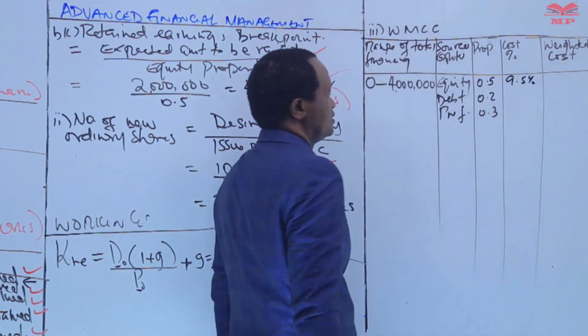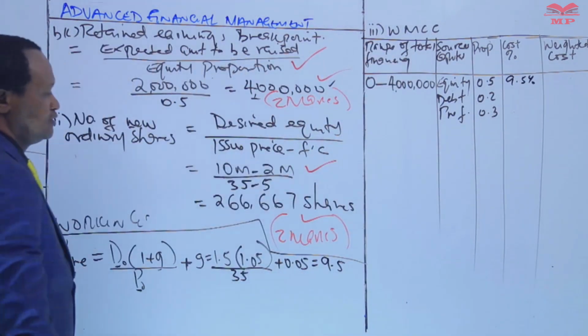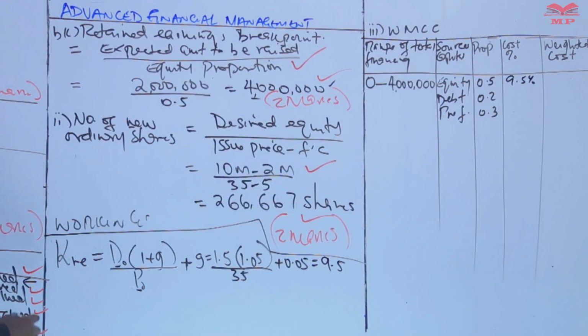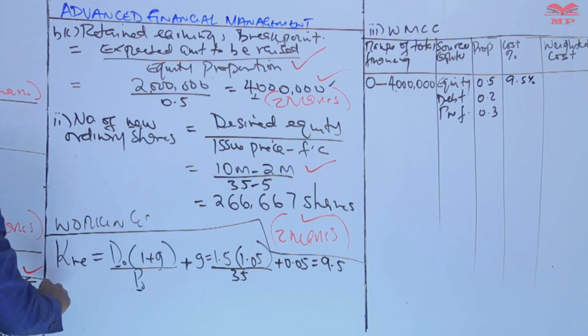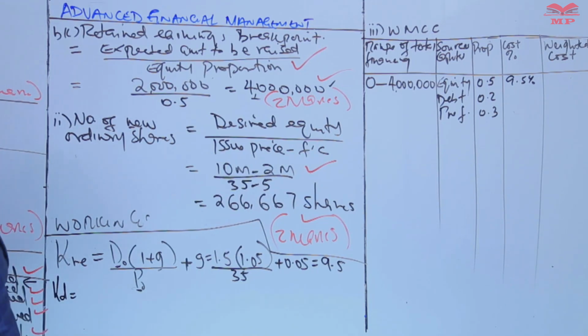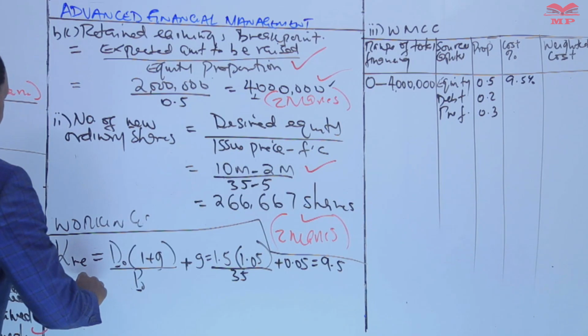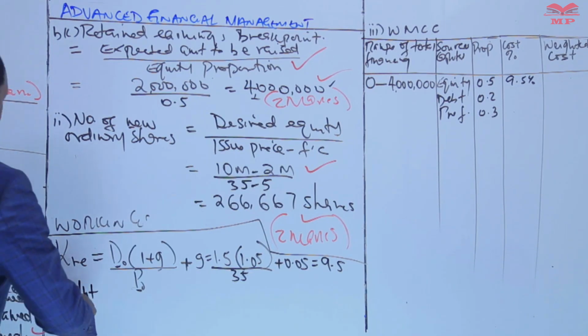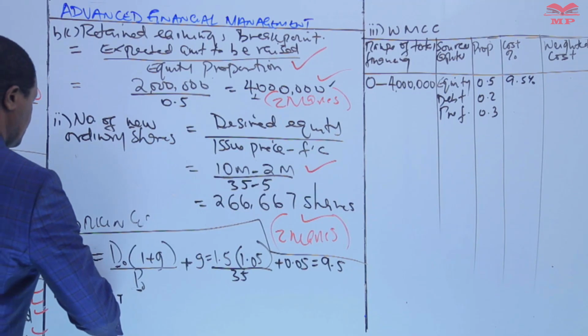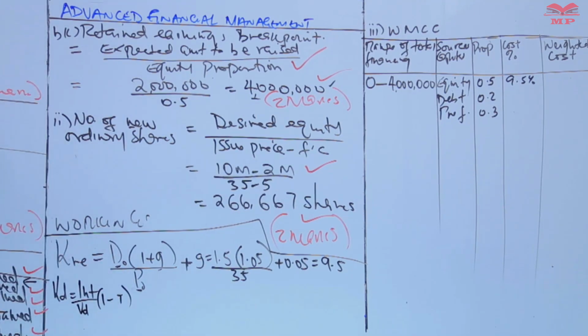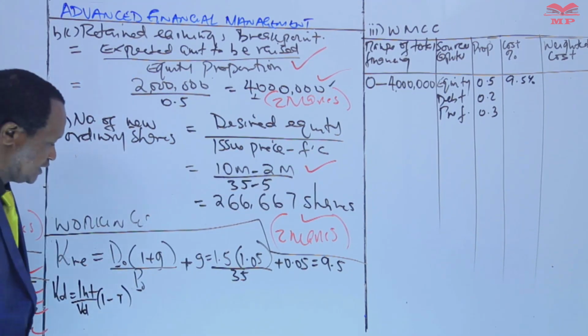9.5%. Then cost of debt, KD. How do you calculate cost of debt? Cost of debt is equal to the interest over VD times (1 minus T). That is the formula for cost of debt.